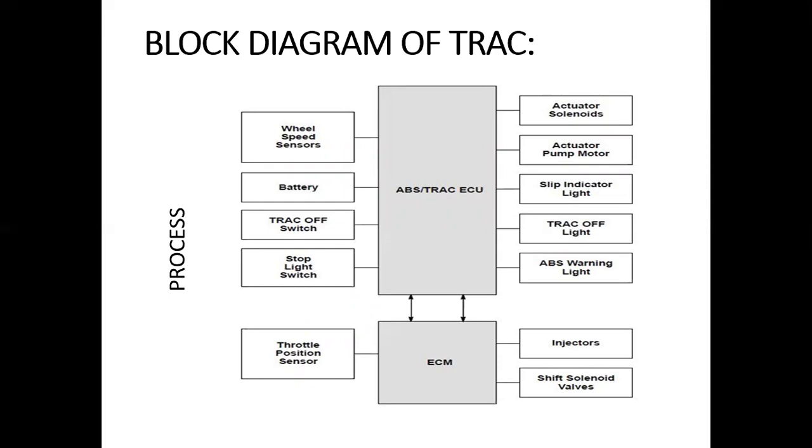It has a central ECU, that is the electronic control unit, with the electronic control module. The inputs are the wheel speed sensor, battery, traction off switch, stop light switch, and throttle position sensor. The outputs will be actuator solenoids, actuator pump motor, slip indicator light, traction off light, and ABS warning light. The ECM outputs will be the injector and shift solenoid valves.